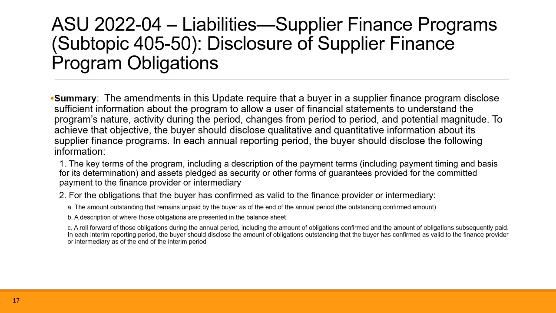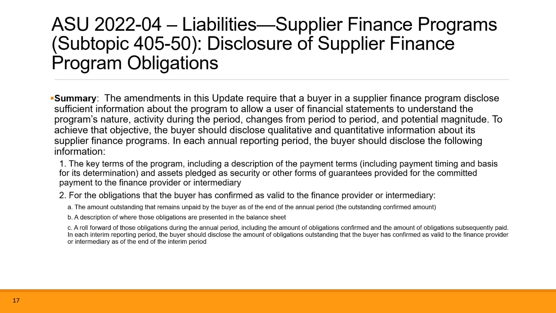So the amendments in this update address investor and other financial statement user requests for additional information about the use of supplier finance programs by the buyer party to understand the effect of those programs on an entity's working capital, their liquidity, and cash flows.